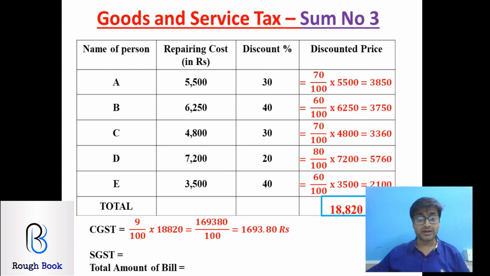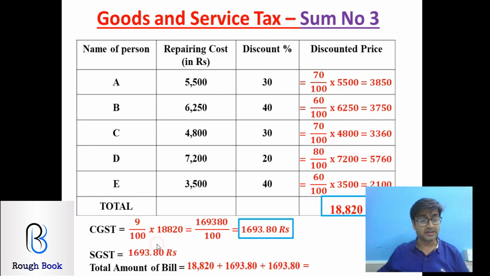1693.80. So I put a wrong decimal. Did you also do that? Okay, how many got this correct? 9%. Not 18%. You need to take it as 9% because this is within Delhi. Alright. So another part also 9%. So you don't need to calculate the second part over here as SGST. Directly write the same answer.